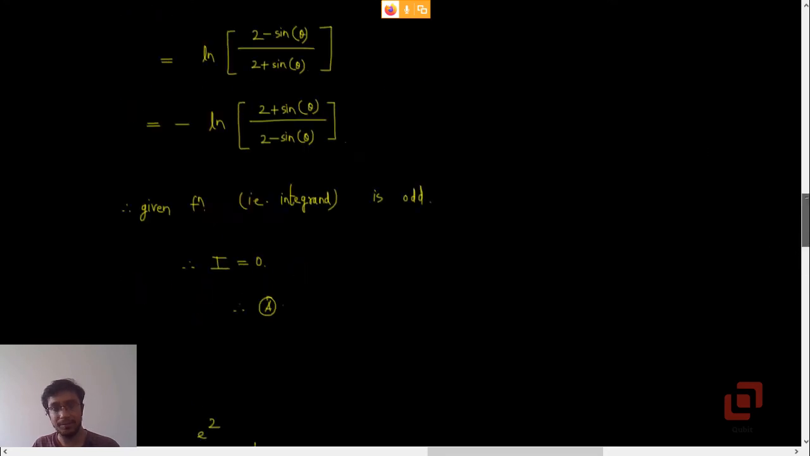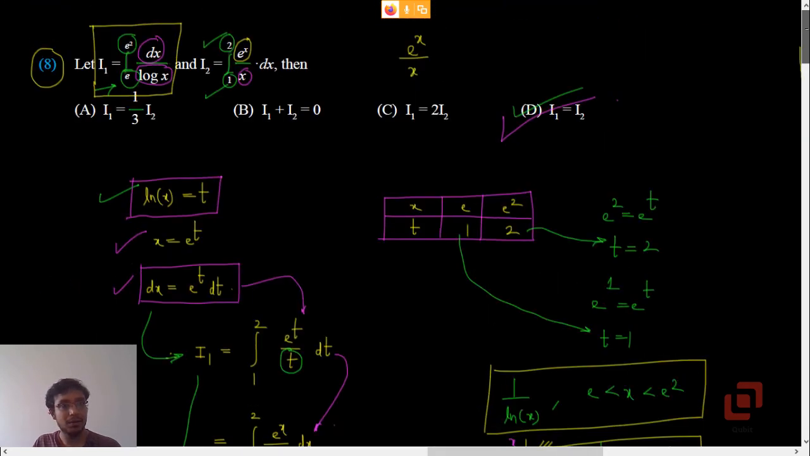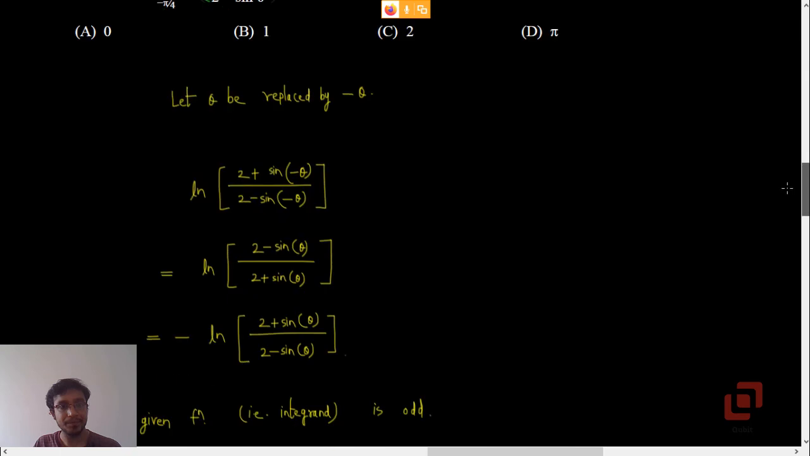The first integral, that is I1, in our case is equal to the integral from e to e squared of 1 upon log x dx. Okay, let's check it. Yes, correct.